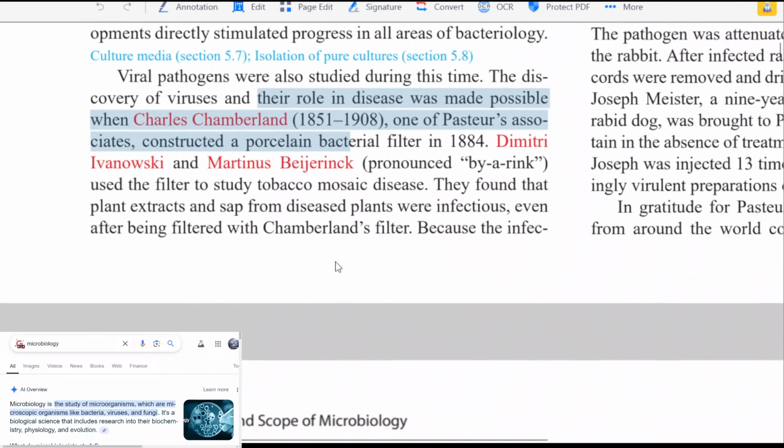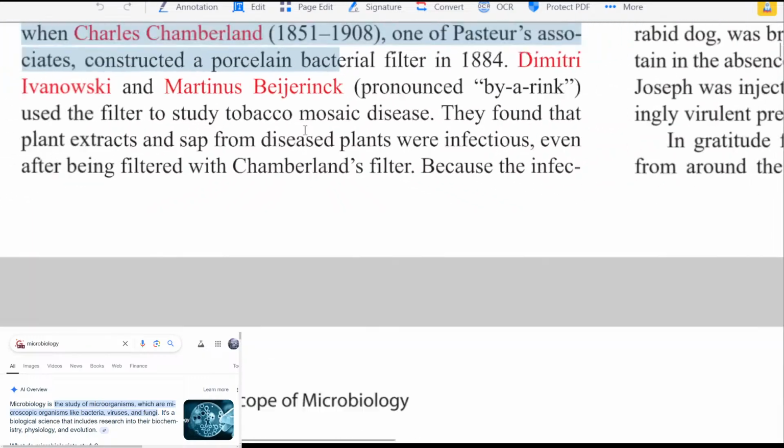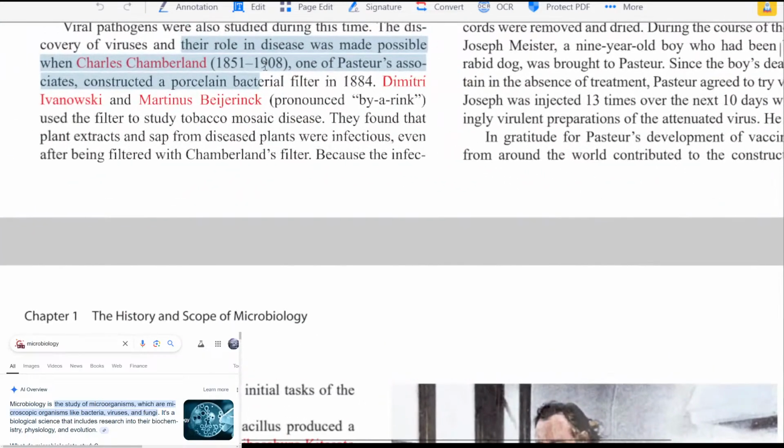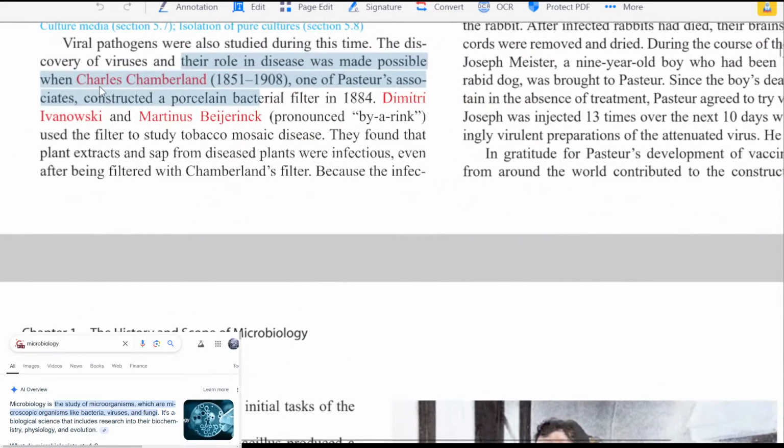Wait, let me move it further so we can see it. It was made possible when Charles Chamberland, one of Pasteur's associates, constructed a porcelain bacterial filter in 1884. Bacterial filter, okay, this just means that this filter does not allow the bacteria through, it is specifically for bacteria size. So Dmitry Ivanovsky and Martinus Beijerinck.